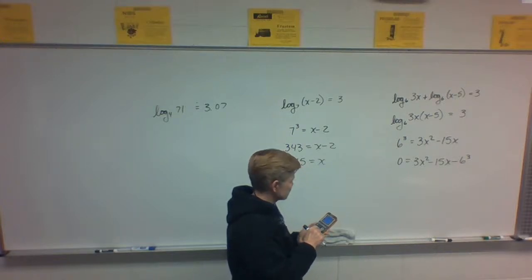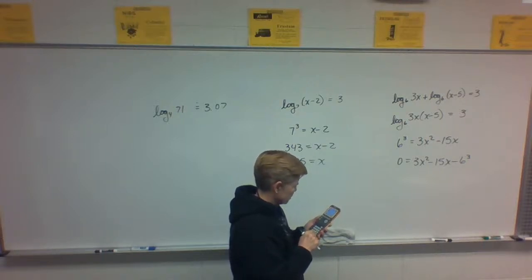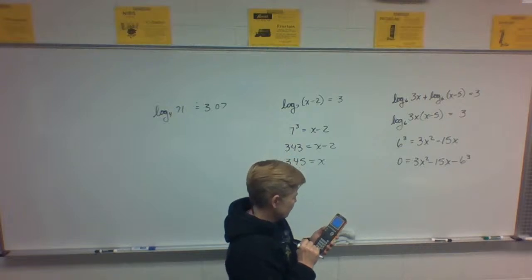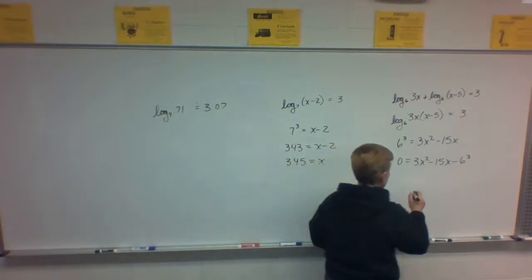Polyroot finder, second degree, next 3, minus 15, minus 6 raised to the third. I get negative 6.35 and 11.35.